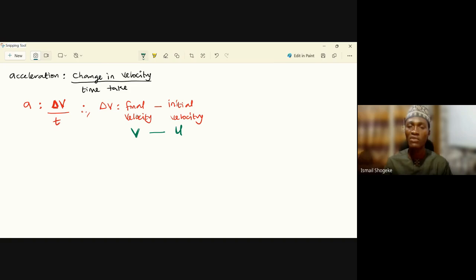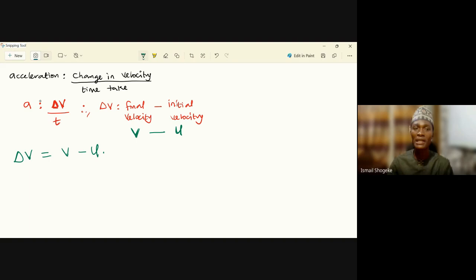Now, velocity is the rate of displacement to time. So we are in one way talking about speed as well, just that it's a speed in a specific direction. So velocity means V, final velocity means V, but initial velocity means what? U. So when we say initial velocity, we use U to denote that. So if we come back to our formula, change in velocity is V minus U.